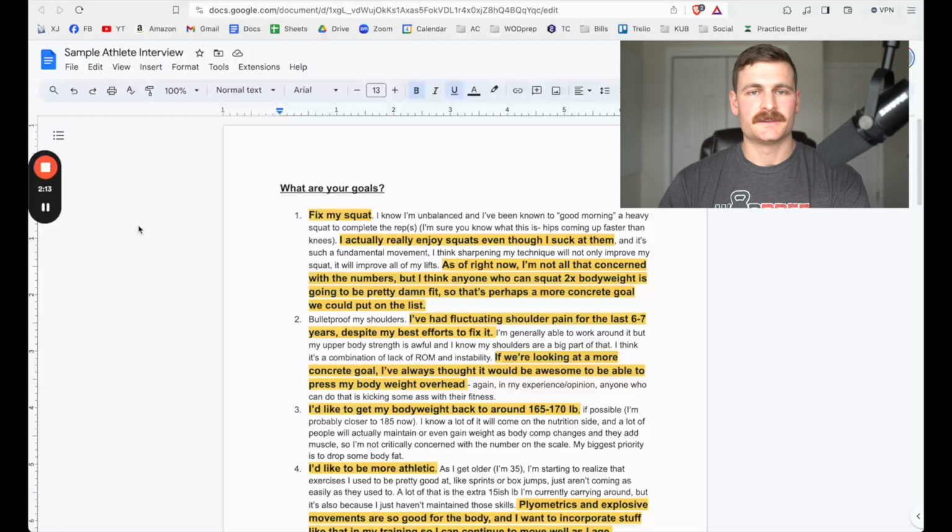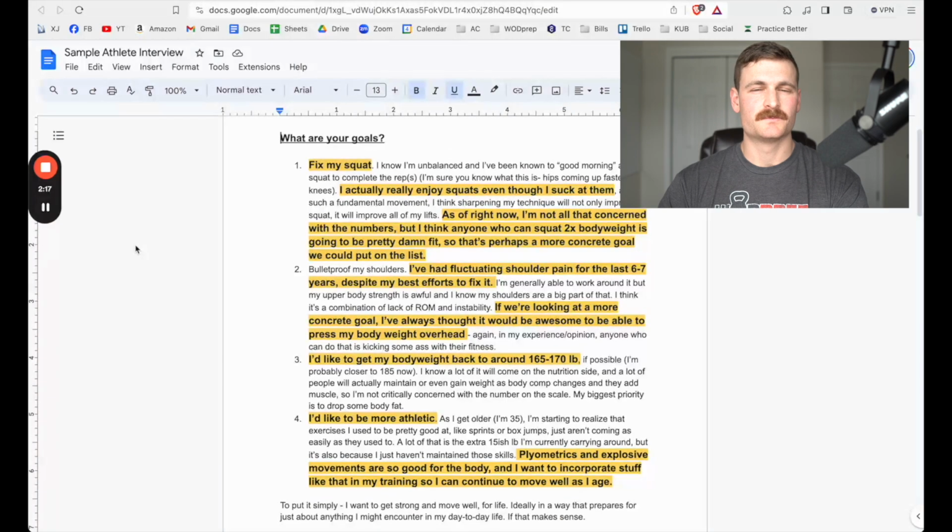So for this particular athlete, he had a long list of goals, which is super great because it helps highlight the pathway that we're going to want to take to get him to that destination, or at least gives us an idea of where he's looking to go. His first and most important one was that he wants to fix his squat, in his own words. He says that he actually really enjoys squats. He's just not very good at them. And as of right now, he's not super concerned with numbers, but if he had to put a number on it, he'd want to get about 2 times body weight.